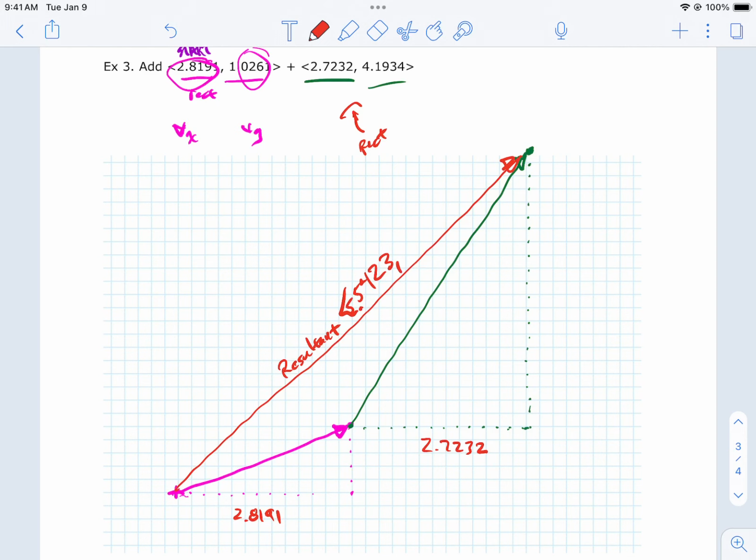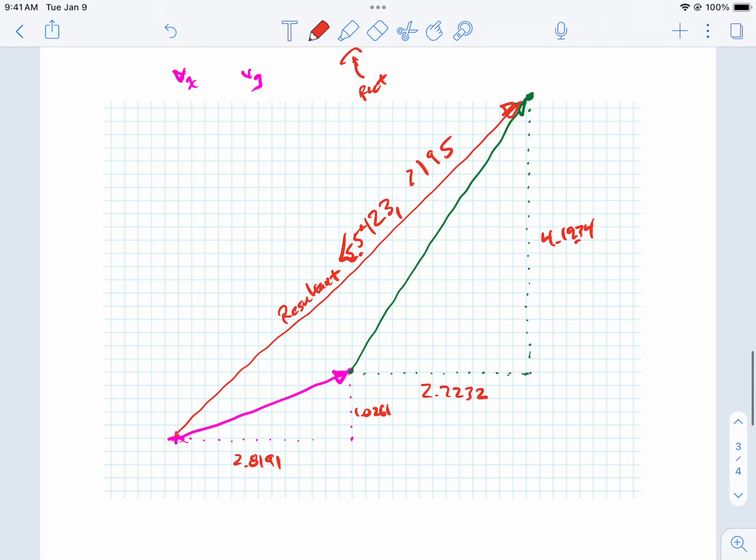5.5423 in the x direction, and then in the y direction. This was a 1.0261, and this was a 4.1934. So we add those two numbers together, because we went this and this in the north direction. So 4 plus 1 is 5. That's a 3, right? Yep. 3 plus 6 is 9. Cool. That's a 9, right? Yep. 9 plus 2 is 11. And then 1 plus 0 plus carry the 1 is a 2. And then you get the 4 plus the 1 is a 5. Oh, wow.